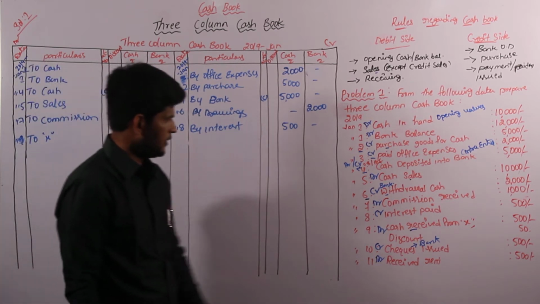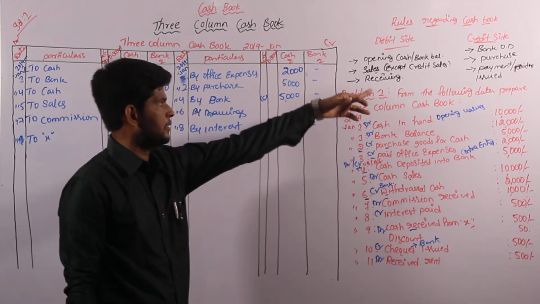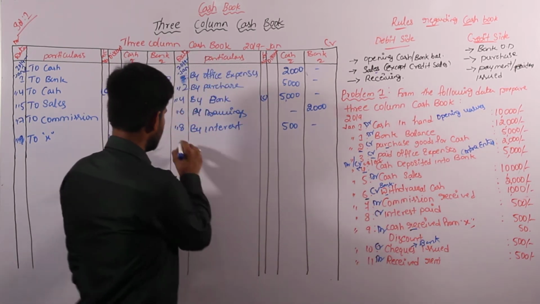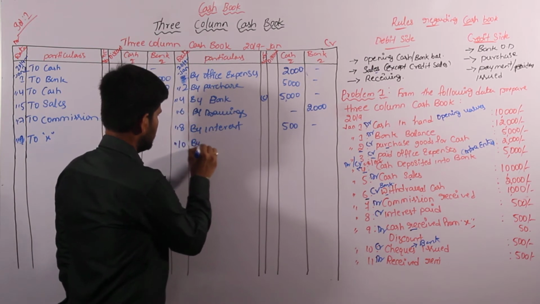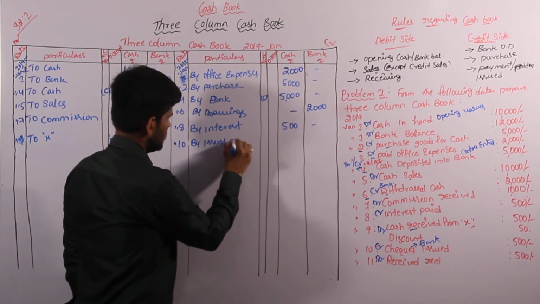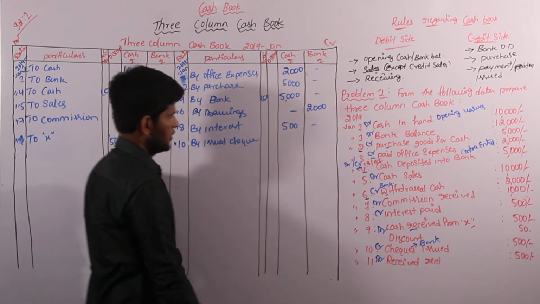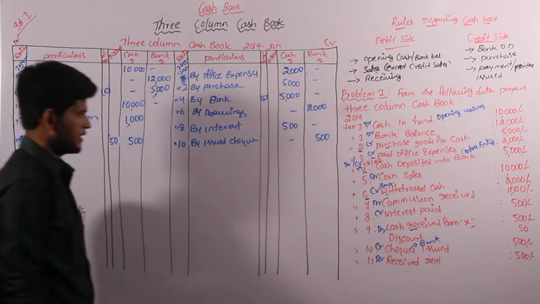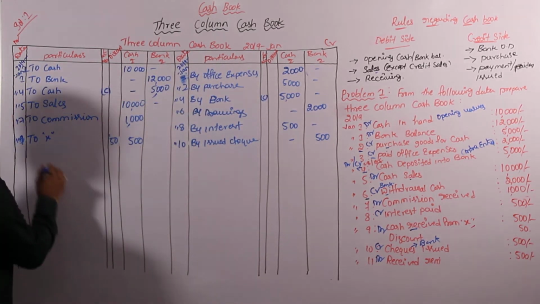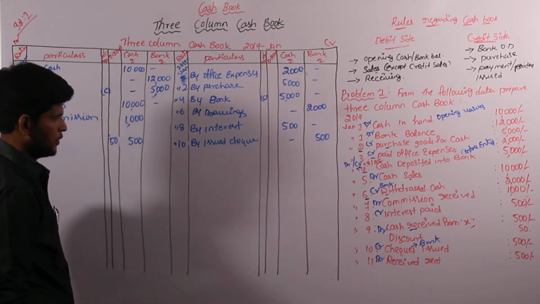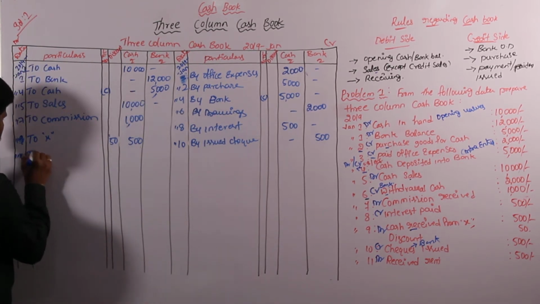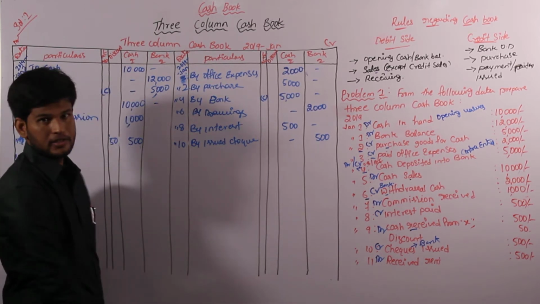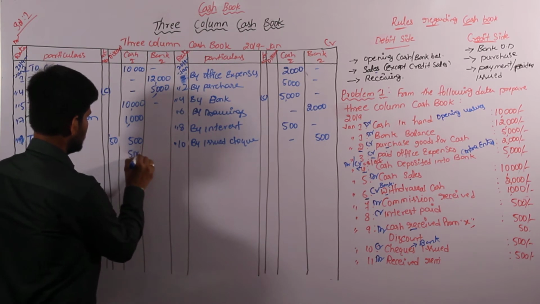And come to the next one, cheque issued. Issued is nothing but a credit side transaction. Cheque is there, so we have to write the amount in the bank column, that is on 10th, "By issued cheque." We have to enter this amount into the bank column as 500. And next one, received rent, means we are receiving rent. Receiving is there in the debit side of the cash book, that is on 11th. To rent I am writing. In the cash column we have to write the amount, because there is no bank, amount is 500.